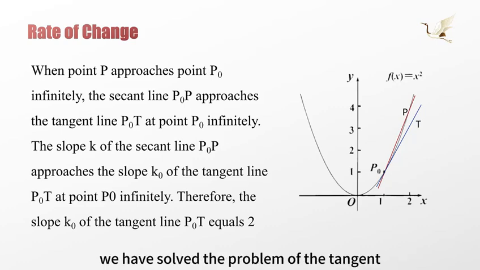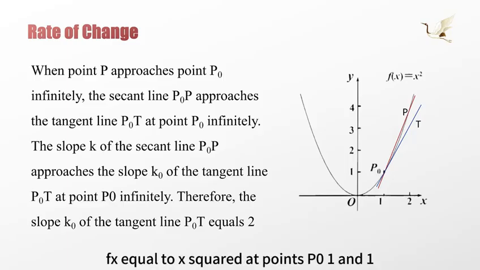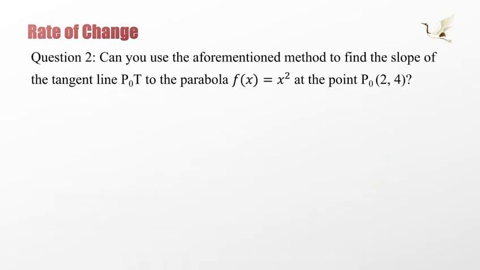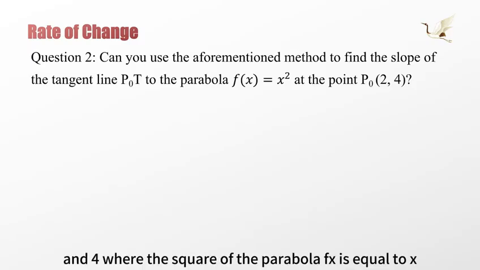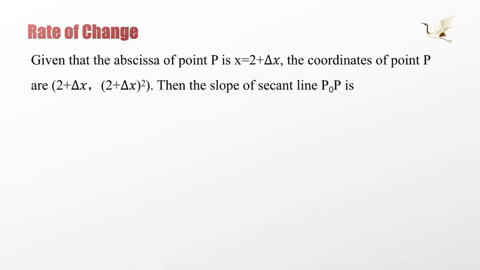We have solved the problem of the tangent slope of the parabola f(x) equal to x squared at point P0 (1, 1). Can you use the above method to find the slope of the tangent P0T at point P0 (2, 4), where the parabola f(x) is equal to the square of x?